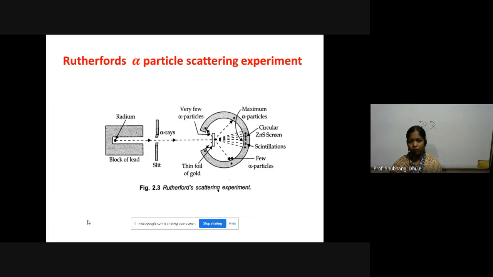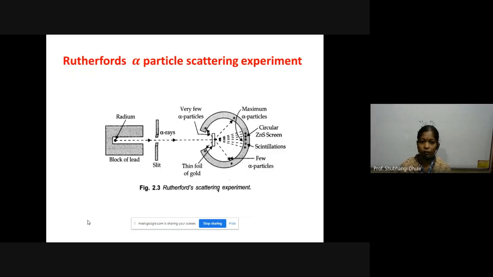Second, he said that electrons revolve around the nucleus in a circular path. These two ideas are, I think, magical ideas: that the nucleus is at the center of the atom and electrons are revolving around the nucleus. And I think it is true now also. So these ideas are very revolutionary.